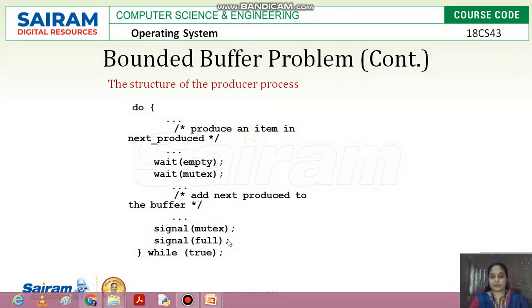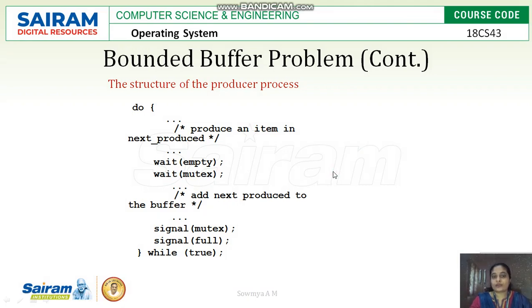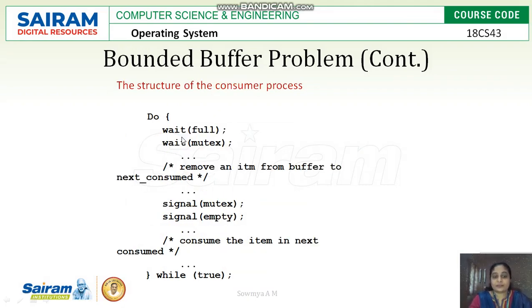We will see the structure of the consumer process. Your consumer waits for full. Once your producer has signaled full, then wait for the mutex. Then the consumer removes the data from the buffer. Then signal mutex and signal empty, and consume the item in next consumed. Once again you go for the next data.